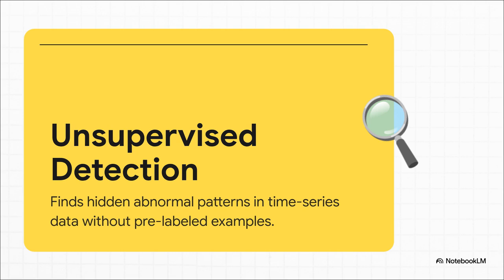So the core mission of this entire project is unsupervised anomaly detection. What does that actually mean? Well, it's a system designed to find hidden, abnormal patterns in time series data without needing any pre-labeled examples. And you might be wondering, why is this so absolutely crucial? Because in the real world, whether we're talking about monitoring server health, wild stock market fluctuations, or just sensors on a manufacturing line, you almost never have a perfectly labeled data set telling you exactly what an error looks like in advance. You really need a system that's smart enough to figure out what normal behavior looks like entirely on its own so it can automatically throw a flag when something goes off the rails.